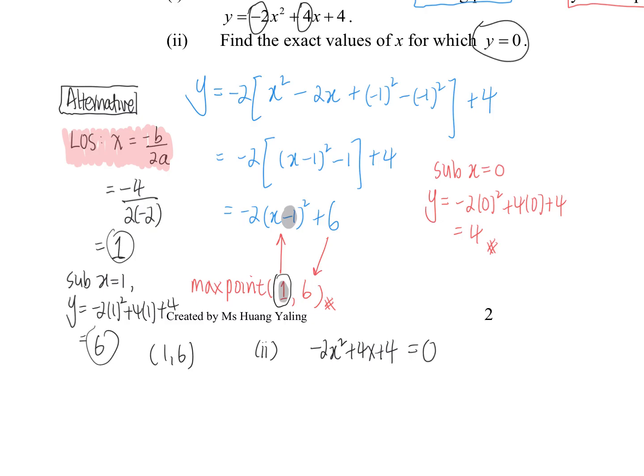Okay, part 2 asks you to let y equals to 0 and solve for x. This is your quadratic equation. So you can just straight away use quadratic formula to solve. So negative b plus or minus square root b square minus 4ac over 2a.